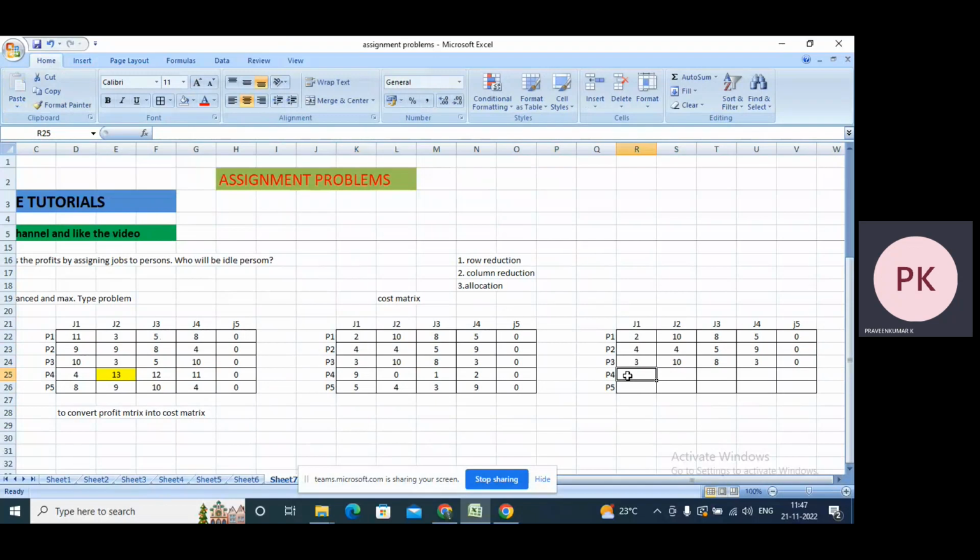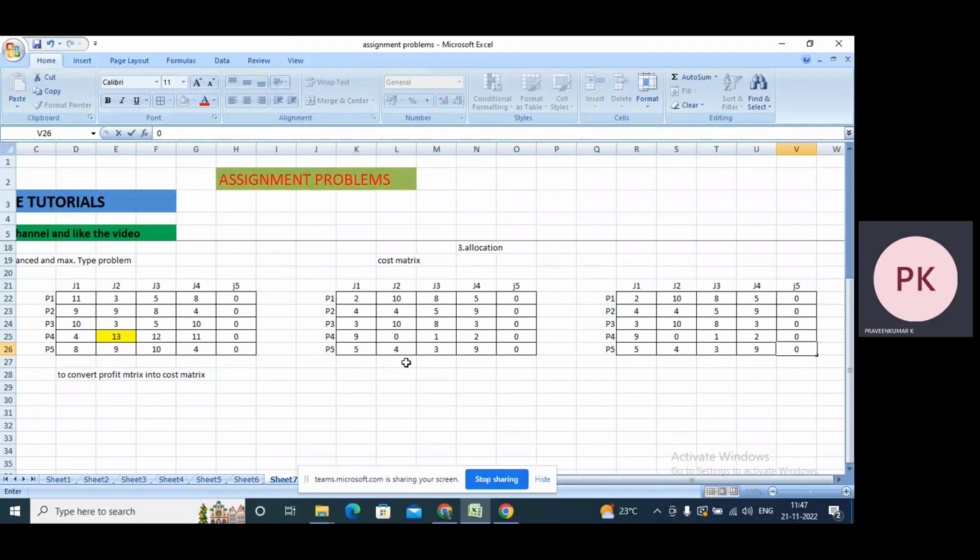Then the minimum element in the fourth row is 0. So 9 minus 0 is 9, 0 minus 0 is 0, 1, 2, and 0. Similarly, in the fifth row, the minimum element is 0. So this becomes 5 minus 0 is 5, this is 4, this is 3, this is 9, this is 0. I applied row reduction. Then I'll go for column reduction.